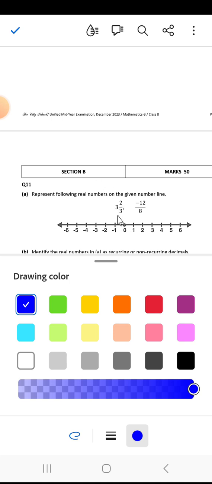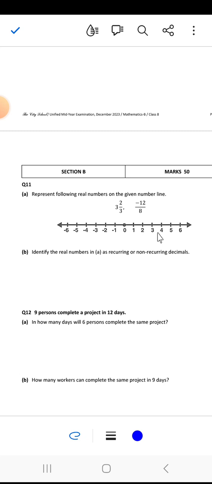So the first real number is 3 whole 2 by 3. This is between 3 and 4. So 3 whole 2 by 3 is basically 3.6, so it is close to 4. I will draw it somewhere here: 3 whole 2 by 3.